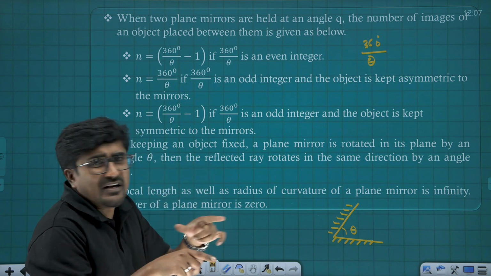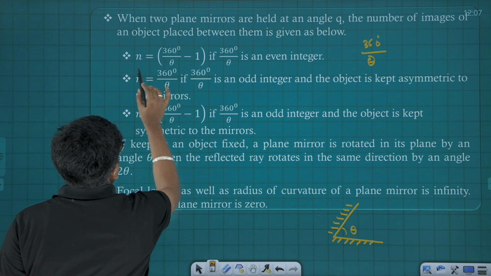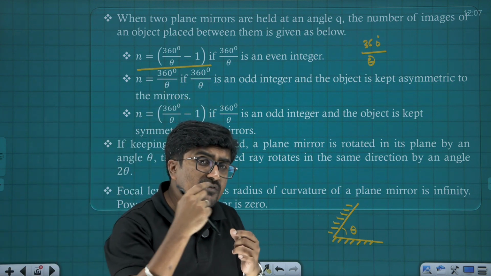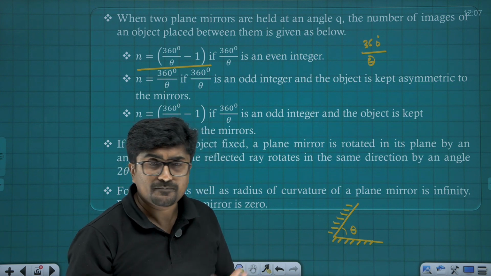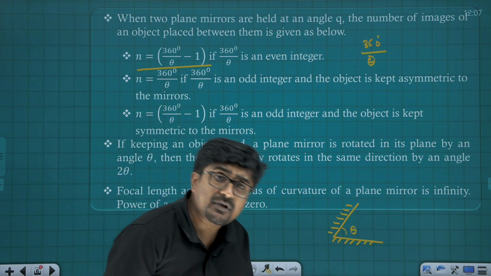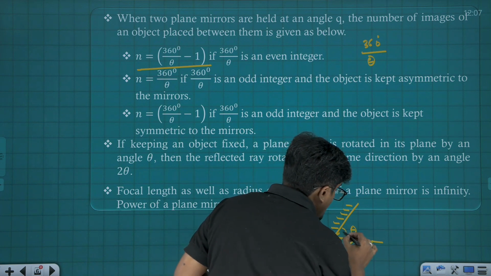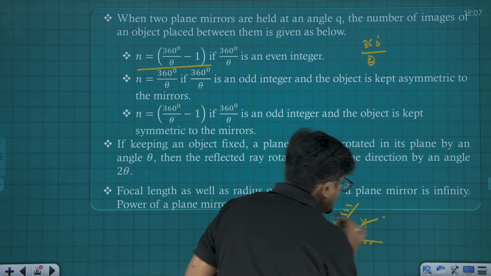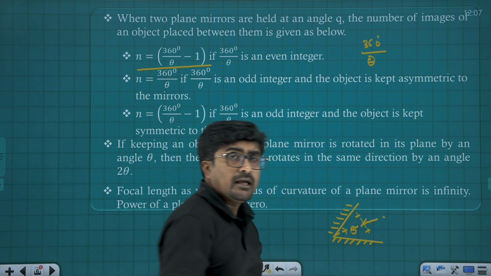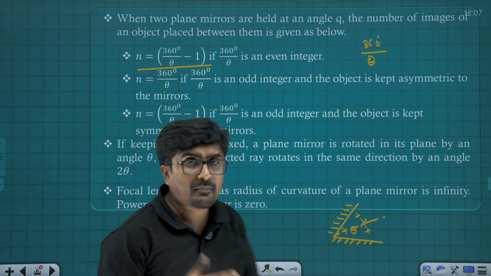If it is coming as an even number, then the number of images formed is going to be 360 divided by theta minus 1. I repeat, if it is an even number, it's going to be 360 divided by theta minus 1. This is applicable whether the object is kept symmetric or unsymmetric with respect to the mirror. Symmetric means this is the axis of symmetry and the object is exactly placed over here. If it is placed somewhere here or somewhere here, that is unsymmetric. So in both cases, this formula is applicable, that is 360 divided by theta minus 1.